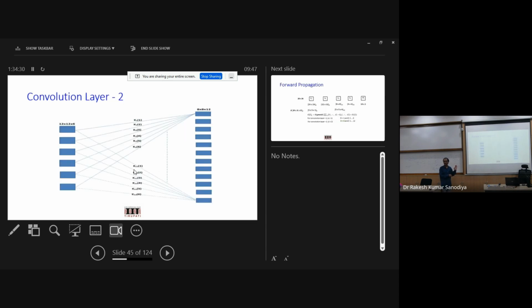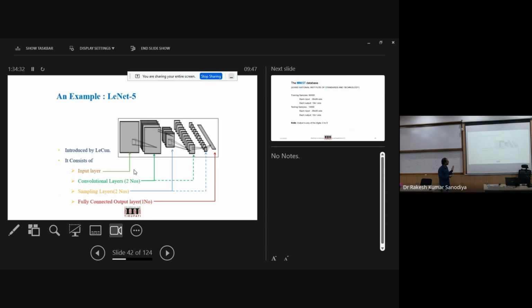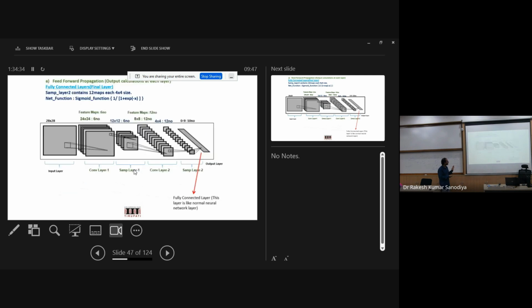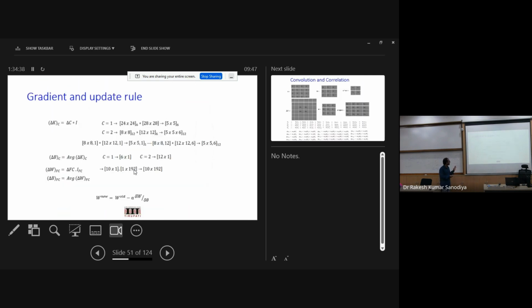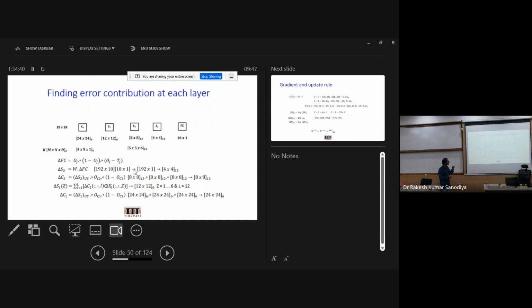So now let me give a picture of why convolution becomes a correlation, and we can conclude this current session with that.